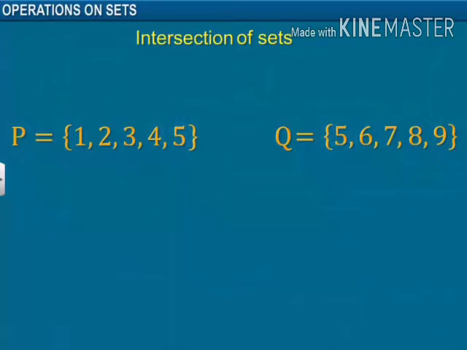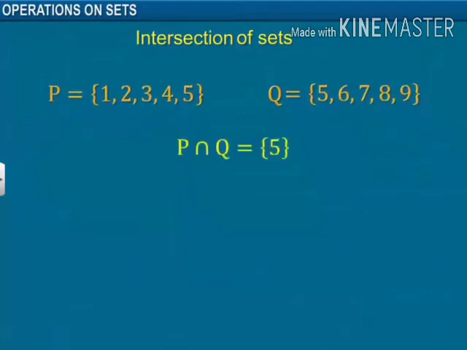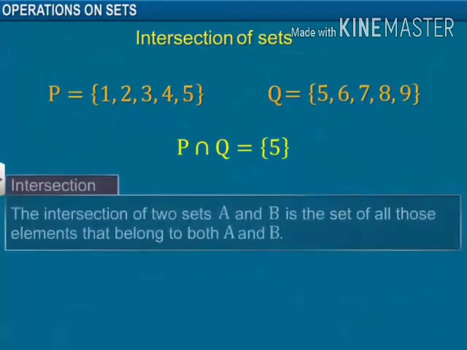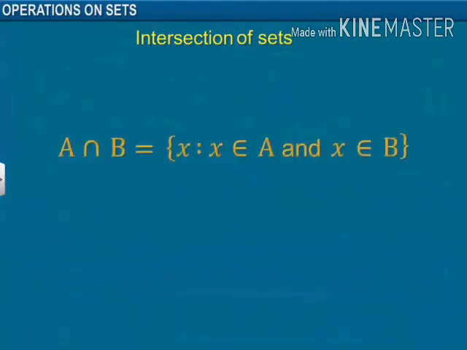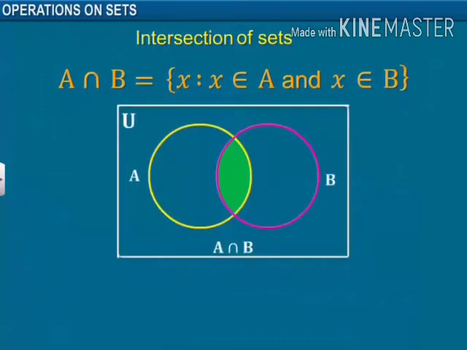The definition of intersection is as follows. The intersection of two sets, A and B, is the set of all those elements that belong to both A and B. Symbolically, the intersection of sets A and B is represented as shown. The Venn diagram representation of intersection of two sets A and B is as shown. The shaded region represents the common elements belonging to the two sets.